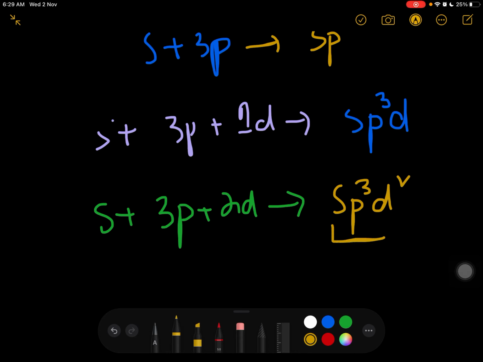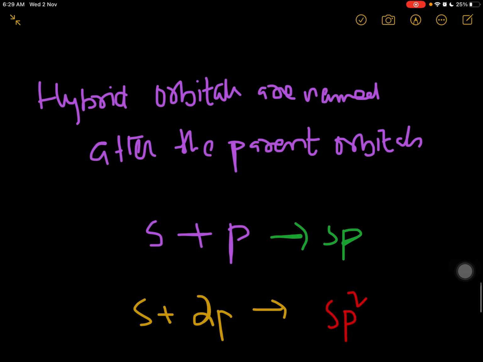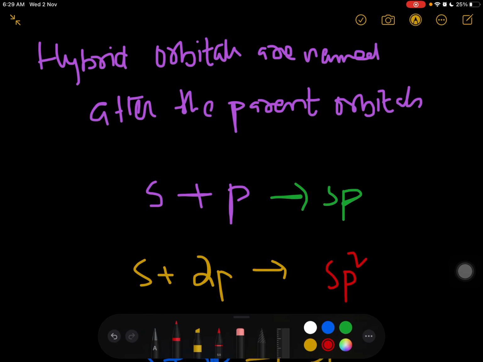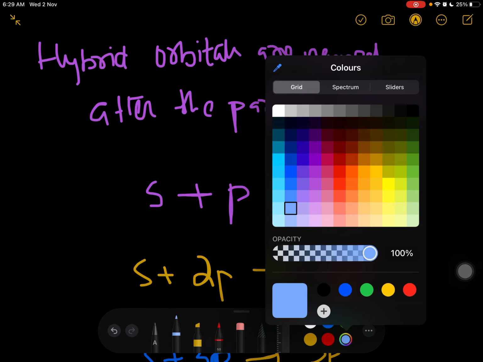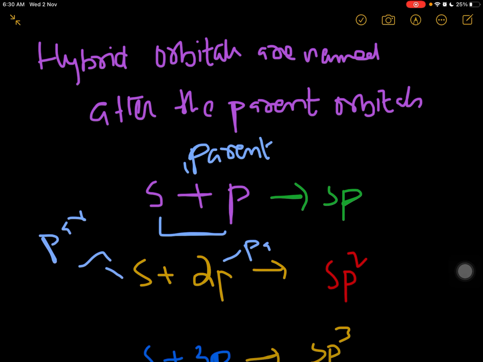Here 6 orbitals will be forming, because count 2, 3, 4, 5, 6, and here 5 orbitals will be there. Here only 4 orbitals will be there. So how are they named? They are named after the parents. What are the parents over here? These both are parents. This is parent, this is parent.